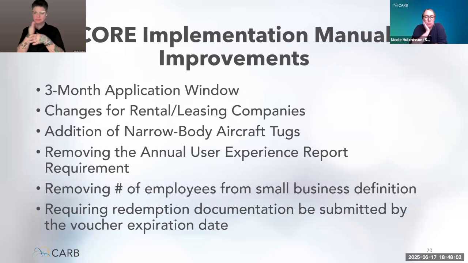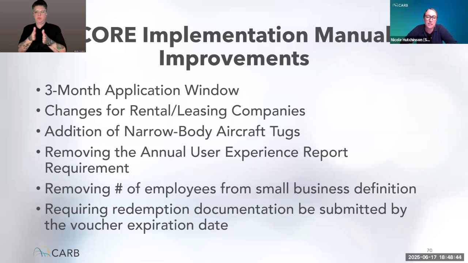So other updates beyond what was conveyed in last year's funding plan, we're shortening the application window from 6 months to 3 months. This is to accommodate application trends that we've seen over time, and then also the fact that we're going to have significantly less funding this time around. We're also making changes for rental and leasing companies, such as a purchaser cannot be their own dealer. We're going to require a lease agreement at voucher redemption, and we'll also require their dealer to submit that.